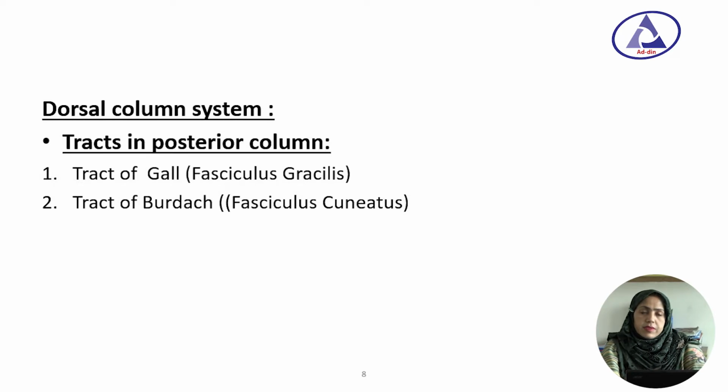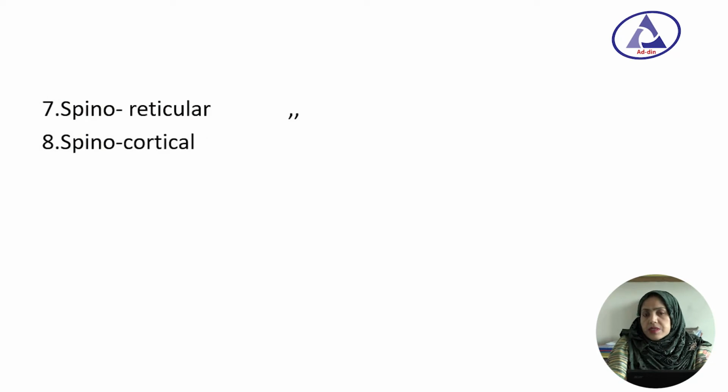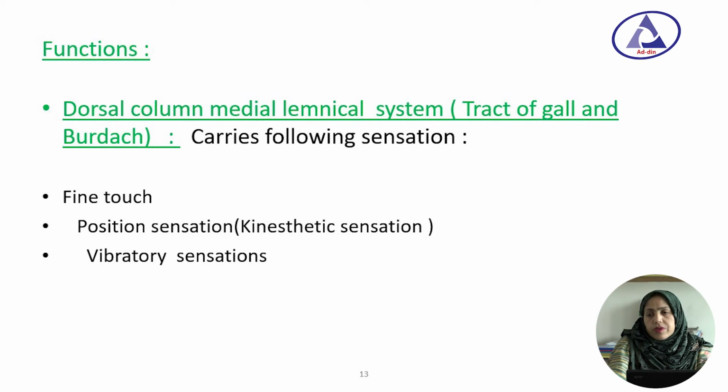What are the tracts? The dorsal column system is composed of the tract of Goll and the tract of Burdach. In the anterolateral system, in the anterior column the tract is the anterior spinothalamic tract, in the lateral column the tract is the lateral spinothalamic tract, and other tracts are spinocerebellar, spinovestibular, spinoolivary, spinotectal, spinoreticular and spinocortical.